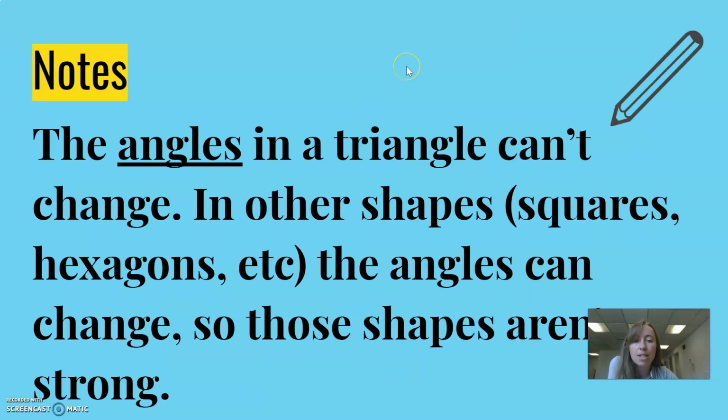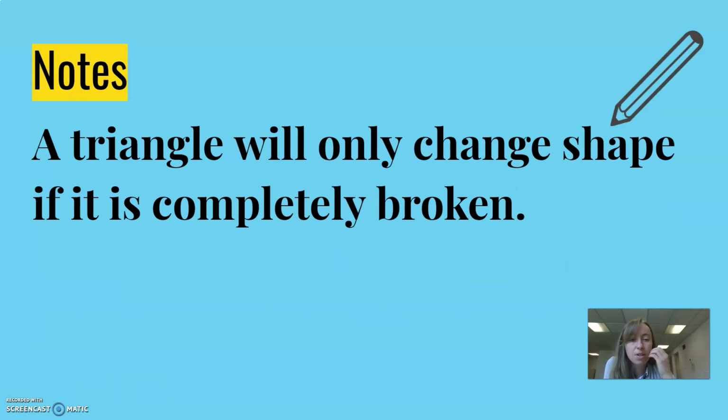So the point of that is that the angles in a triangle can't change. In other shapes like squares and hexagons, the angles can change, so the shapes are not very strong. In triangles, it will only change shape if it's completely broken. So if you snap a triangle, obviously, then it's no longer a strong shape, but you have to apply a lot of force for that to happen because it won't just slide around.